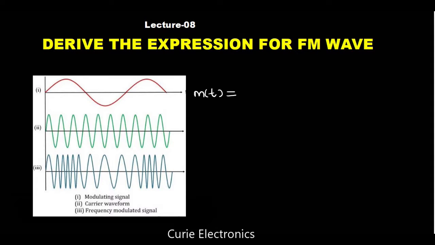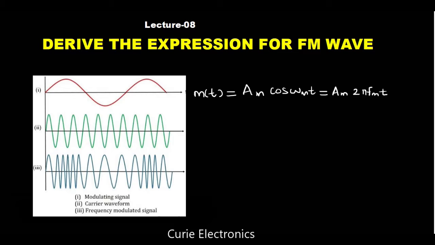Now, today we will derive the equation for the frequency modulation. Now, this message signal is m of t. It can be represented as m of t, which is equal to Am cos omega m t, or else we can write it as Am cos 2 pi fm t. This is the expression for message signal.